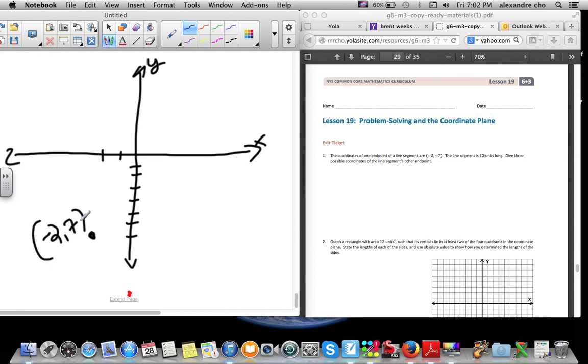And why is my screen so slow? Who knows? Okay. That's one end of your line. Now they said that the other end, okay, you're going to create a line, but the other line has to be 12 units long.